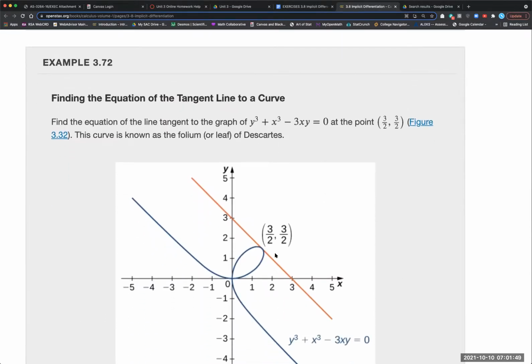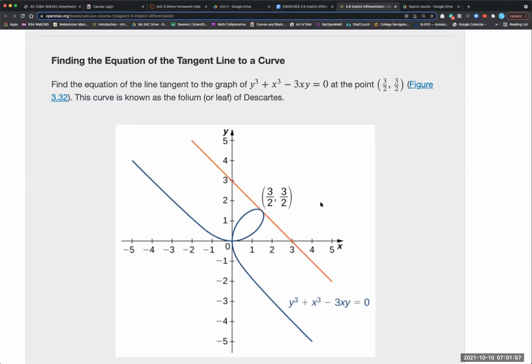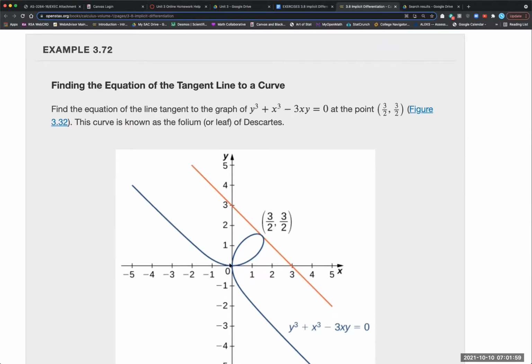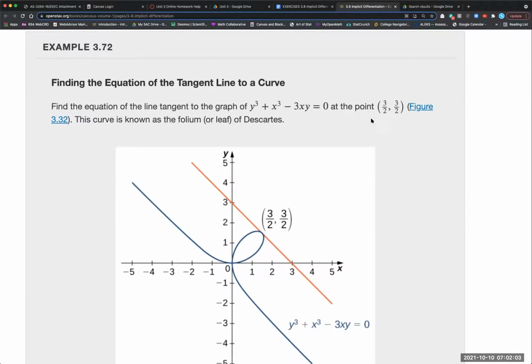Look how complex this curve is. It's an awesome looking curve for y cubed plus x cubed minus 3xy equals 0. It's pretty complex when you look at it here. And then in this case, we want the equation of the tangent line at the point 3/2, which is right there.